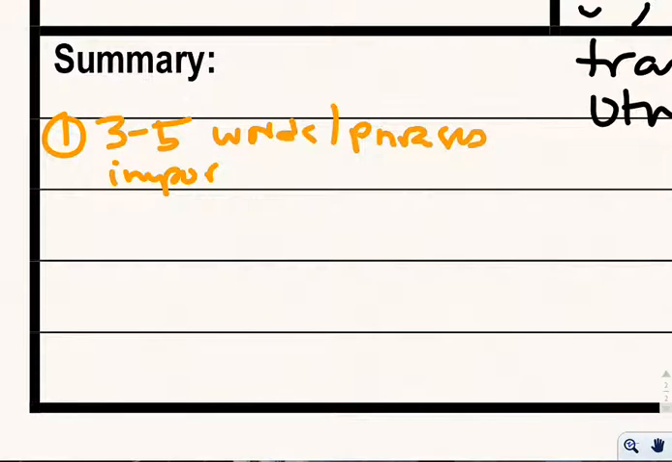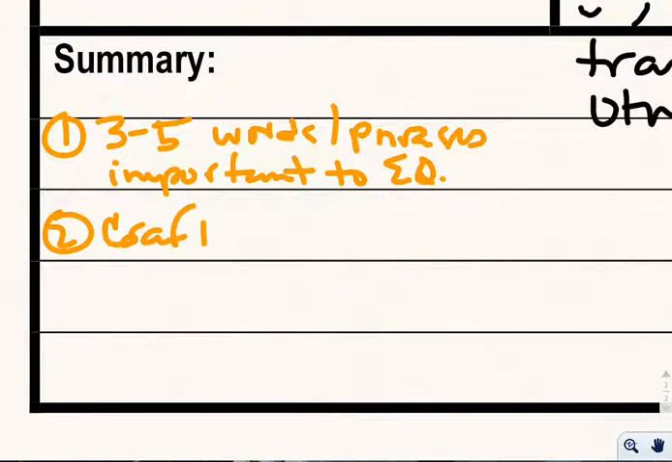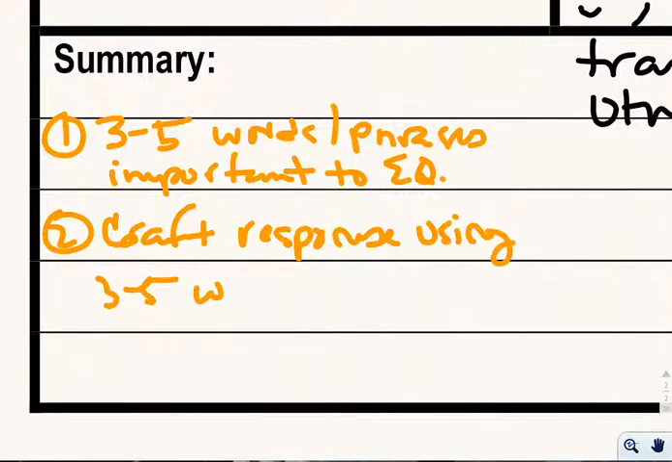you, what you have to do to write your summary is to pick 3 or 5 words or phrases that you deem important to answering the essential question. Okay? And then you're going to go ahead and craft that response using the 3 to 5 words or phrases you picked.